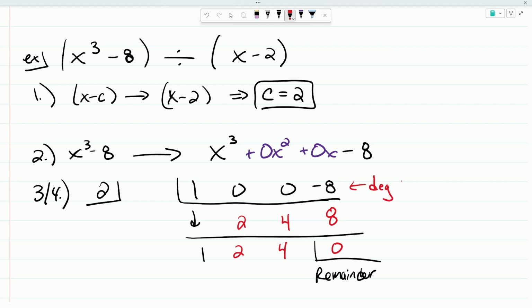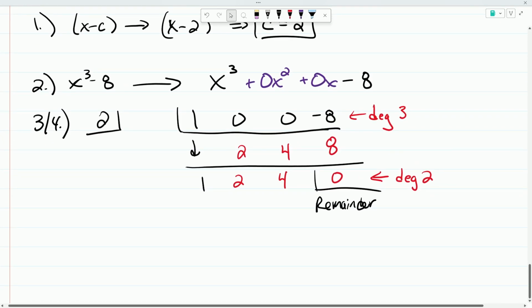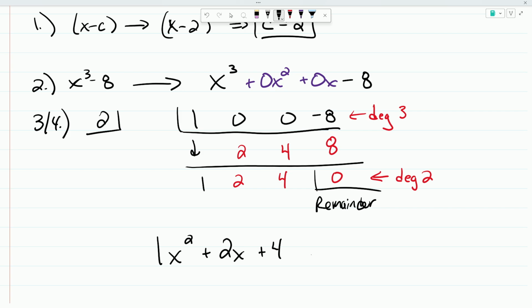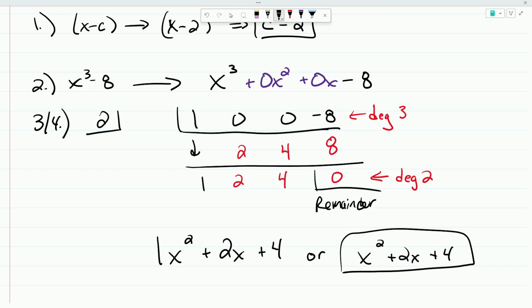Our dividend started at degree 3, which means our quotient is going to be degree 2. And moving from left to right, we get 1x to the second plus 2x plus 4, or simply x to the second plus 2x plus 4. So hopefully you can now see just how special this technique actually is. All right. And what makes this so great is it is just so much faster.